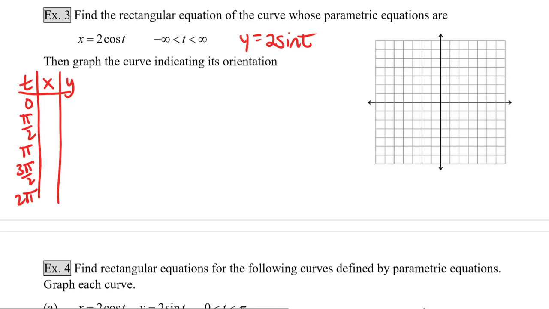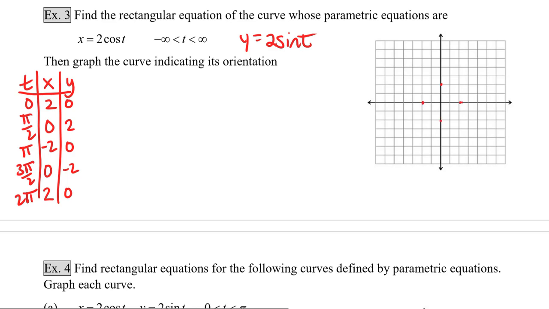So if I plug in a 0 into x, 2 times the cosine of 0 is 2. If I plug in pi over 2, I get 0. If I plug in pi, I get negative 2. If I plug in 3 pi over 2, I get 0. And when I get back to 2 pi, I reach 2 again. And then if I plug these values in for y, 2 times the sine of 0 is 0. This would be 2, this would be 0, this would be negative 2, and this would be 0. So if I graph these points, I would first graph the point at 2, 0, then 0, 2, then negative 2, 0, 0, negative 2, and then I am back at 2 again.